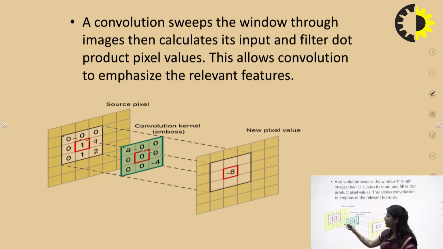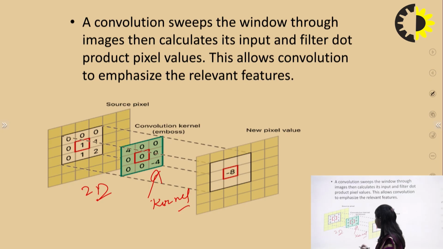If we have an image in 2D matrix form, this is a 2D matrix, and we have to apply some kernel or filter here. This is the kernel, or filter. This kernel has some window size, like 3 by 3, and it will overlap. It will be convolved over the original image, and then we will get the new pixel value. So this is the first step, the convolution layer.